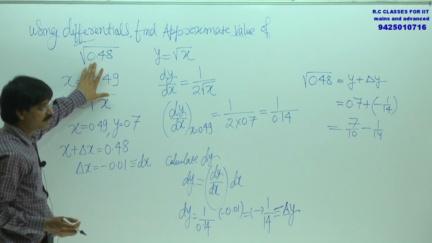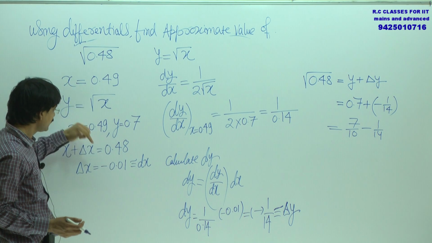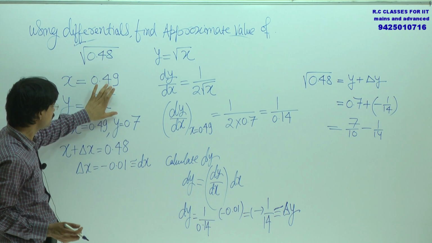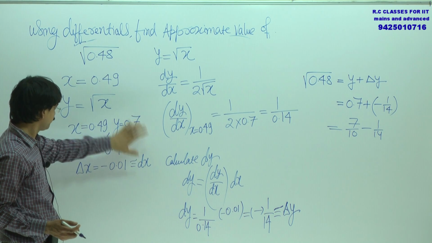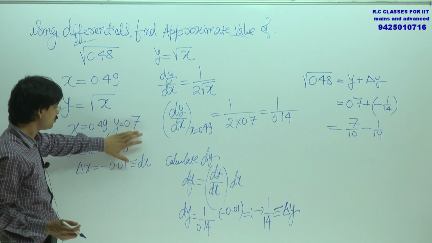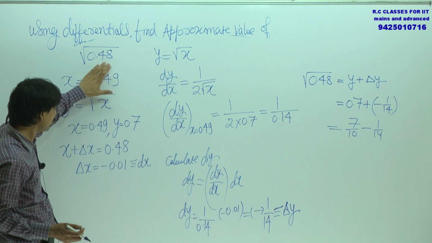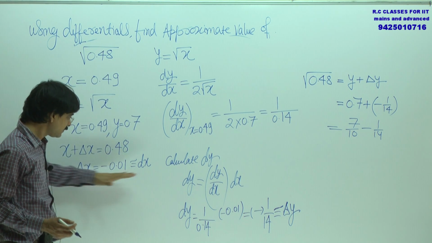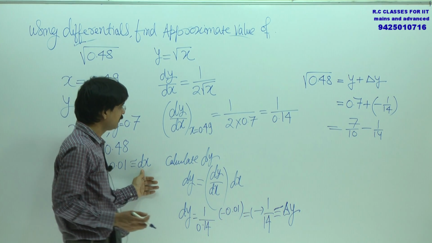Observe the question carefully. It is 0.48. Just think about 0.49, because it is the nearest value to this having an exact square root, which is known to us as 0.7. X plus delta x is 0.48. So delta x is minus 0.01, which is equivalent to dx.